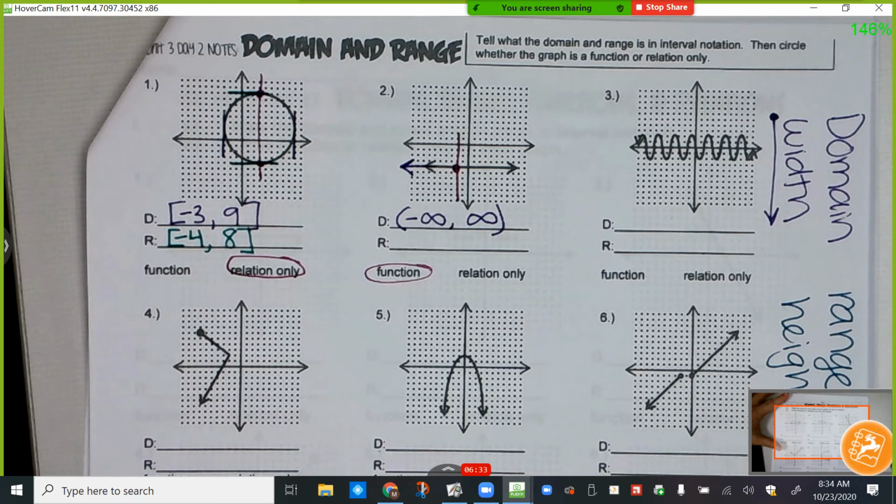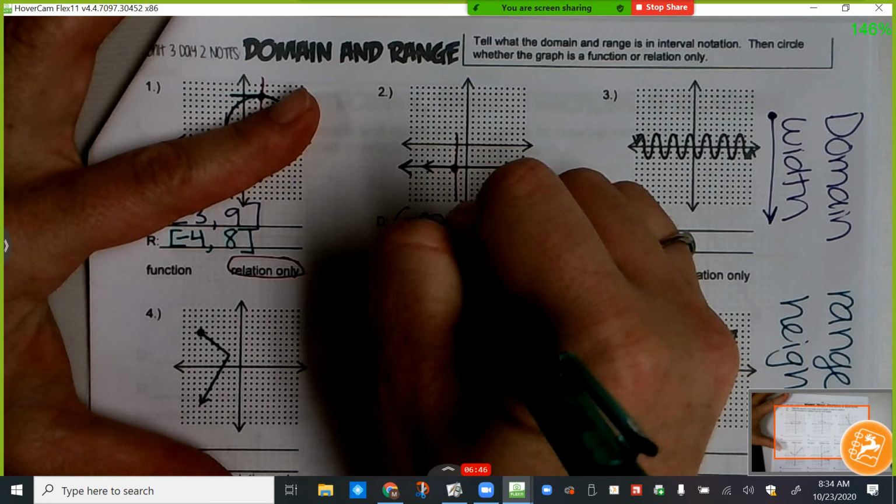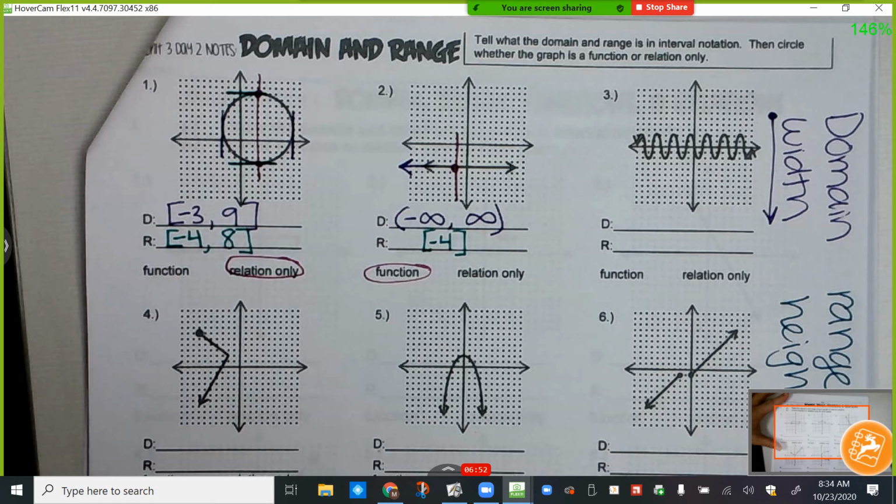Now, this is where this one gets a little weird. What about height-wise? Well, what's the lowest it goes? Does it ever go above that? No, everywhere is negative 4, and it's a solid line, so we are literally just going to use square brackets around the number negative 4, because that is the only height this line ever reaches. Okay?